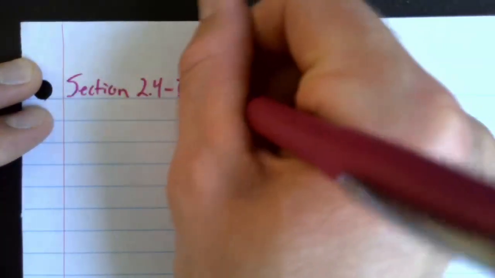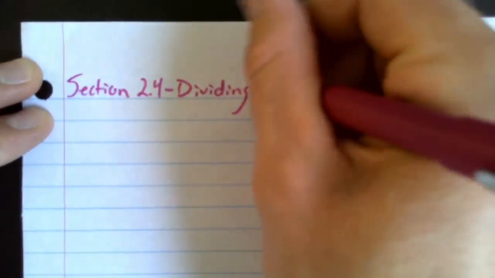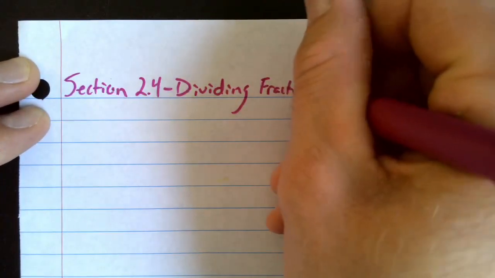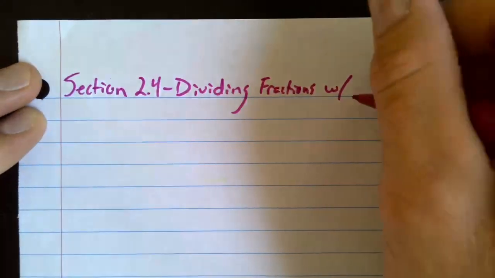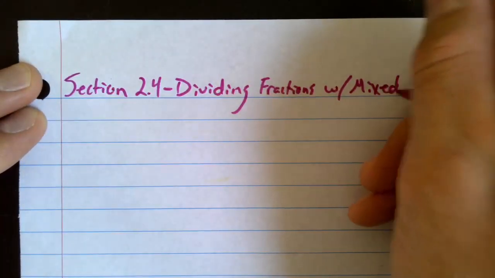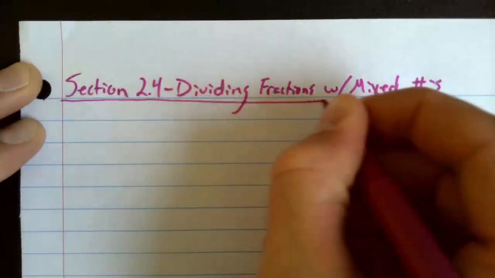All right, so we've been getting very good at dividing fractions by fractions. And so today we're looking at section 2.4, dividing fractions with mixed numbers. Dividing fractions with mixed numbers.